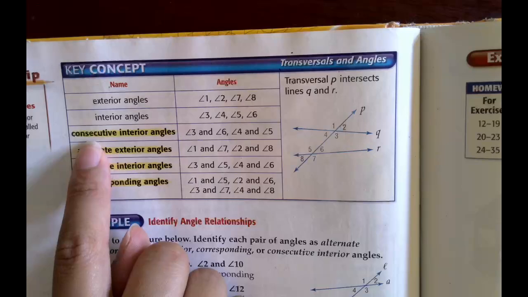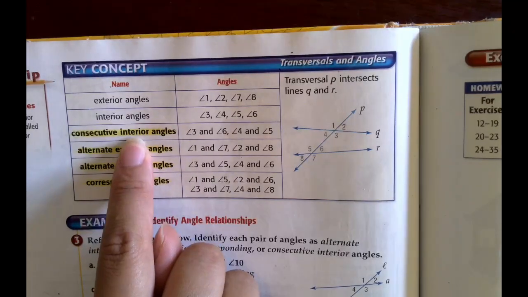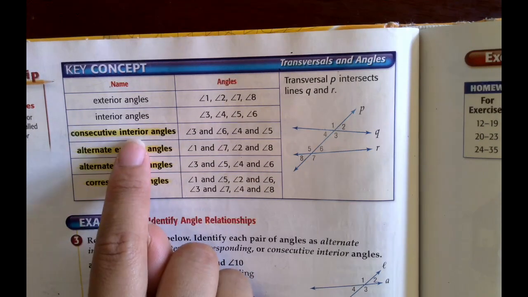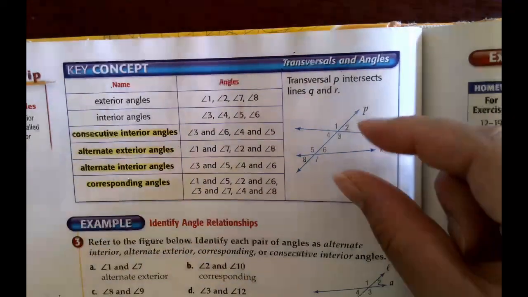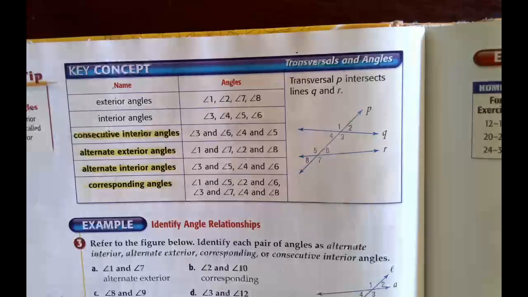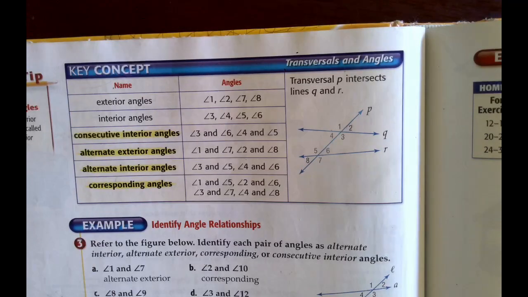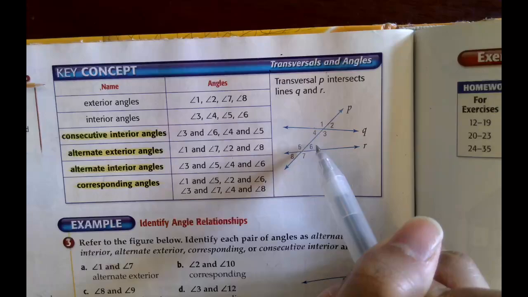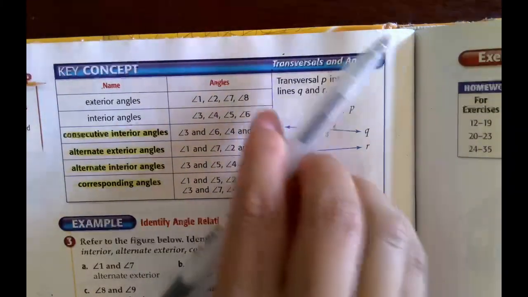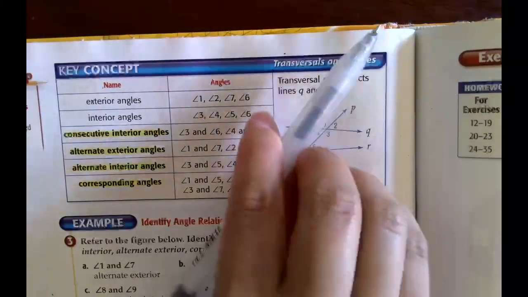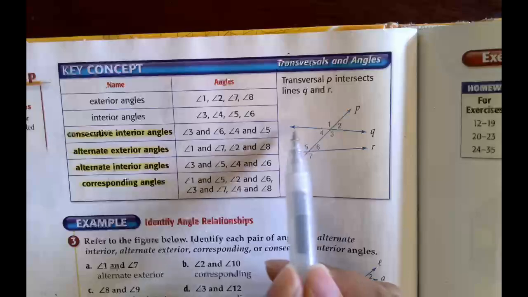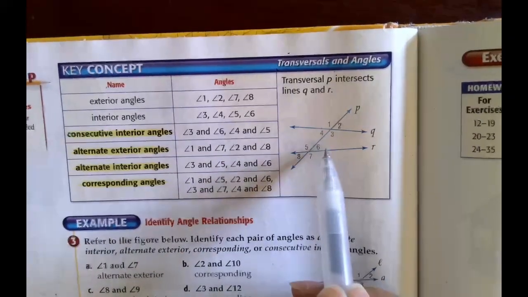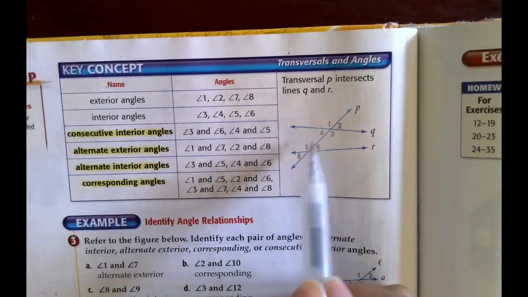Here they say consecutive interior. I've seen it as same side interior. Consecutive interior means that it's inside, but they're on the same side of the transversal. So that's why it's 3 and 6, right? They're on the same side of the transversal P, on the bottom right, but they are inside the pair of lines. So 4 and 5 also count.